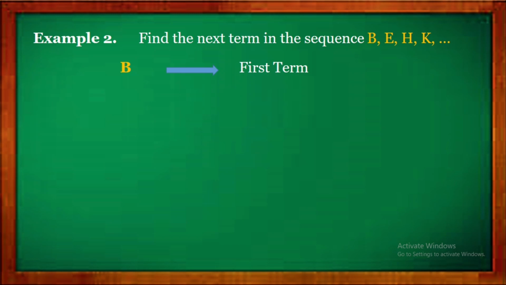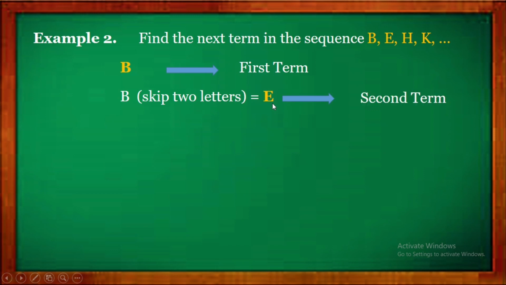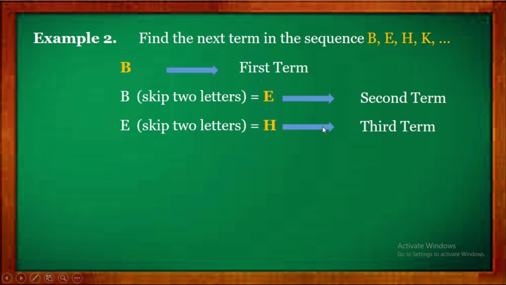So, our first term again is B. Then we are going to skip letters, so C and D. And after D is E. And E now is our second term. Okay, let us continue. So, after E, we are going to skip another two letters again. So after E, we have F and G. And after G, we have H. And H now is our third term.